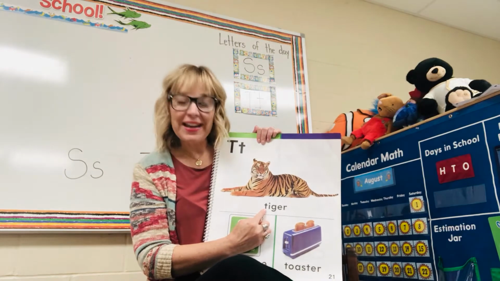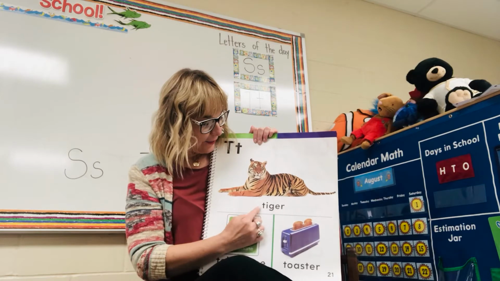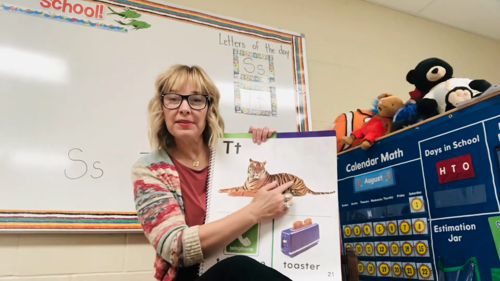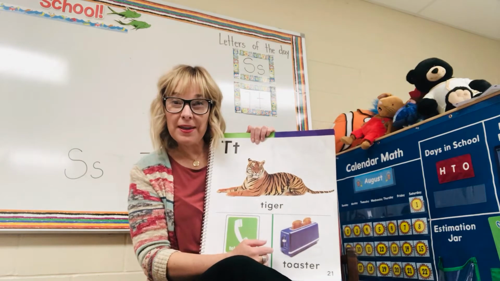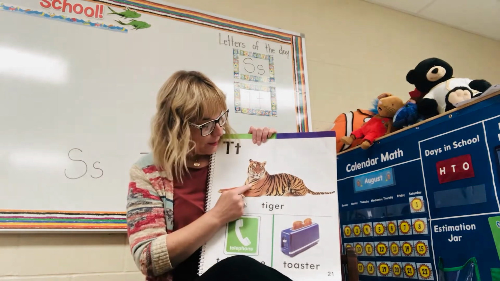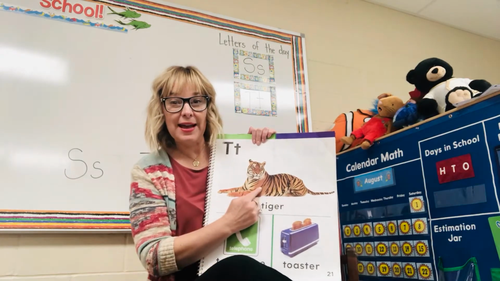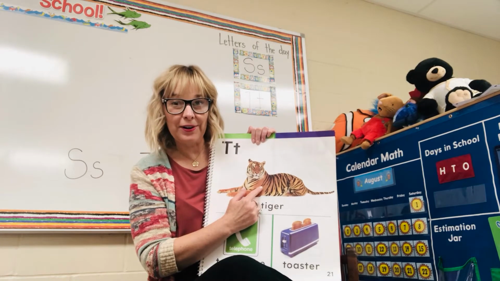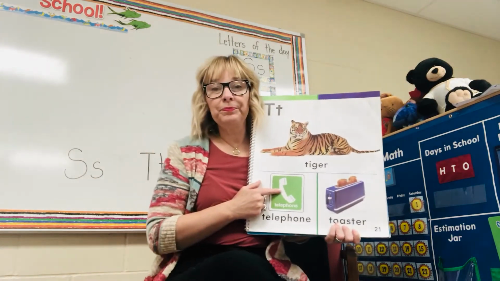Okay, guys, this is an animal that lives in the wild. It's a tiger. Tiger. All right, a tiger has stripes. Sometimes kindergartners get a tiger and a lion mixed up because they're both big wild cats. And one way to remember is that a tiger has stripes and a lion does not. Tiger.